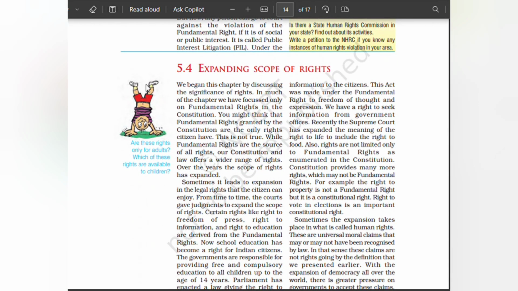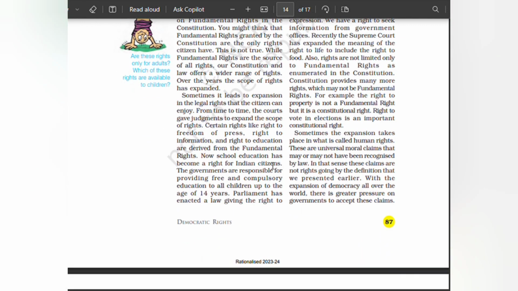Expanding scope of rights. We began this chapter by discussing the significance of rights. Much of this chapter we have focused only on the fundamental rights in the constitution. You might think that the fundamental rights granted by the constitution are the only rights citizens have. That is not true. While fundamental rights are the source of all rights, our constitution and laws offer a wider range of rights. Over the years, the scope of rights has expanded. Sometimes it leads to expansion of the legal rights that a citizen can enjoy. From time to time, the courts gave judgments to expand the scope of rights.